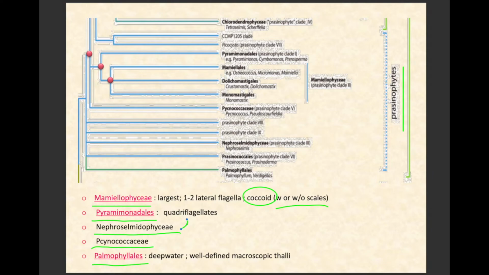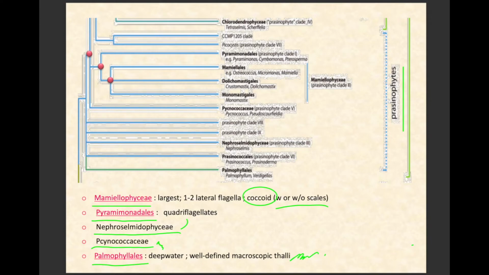Your Pycnococcaceae naman, these are the naked coccoids, and these are very small. Maliliit lang yung mga very small coccoid organism. They are naked because they don't have scales, unlike most of your Prasinophyceae. And your Palmophyllales, these are the deep water representatives of your Prasinophyceae. So they have a very well-defined macroscopic thalli, meaning they are large.